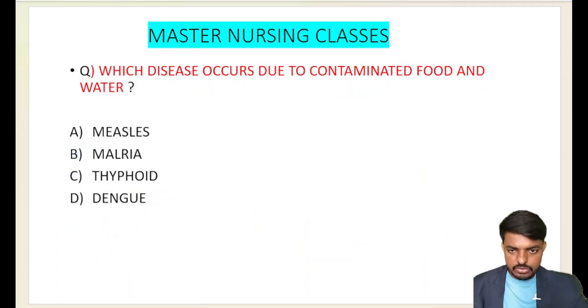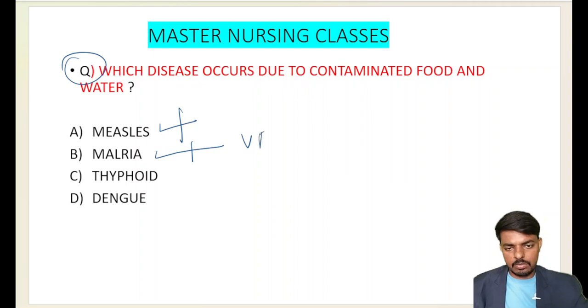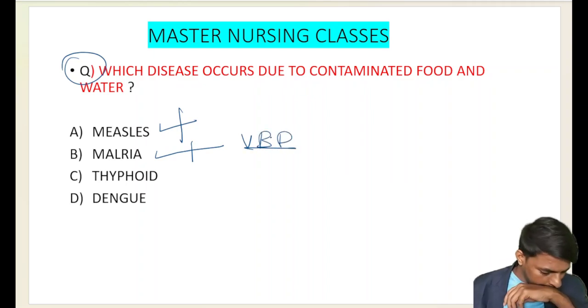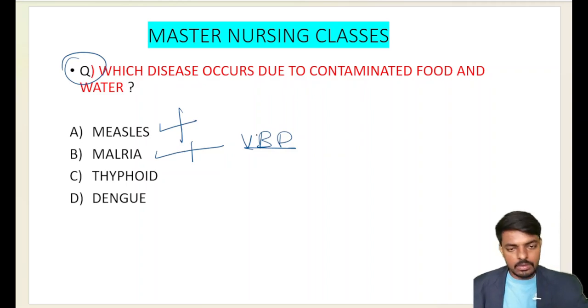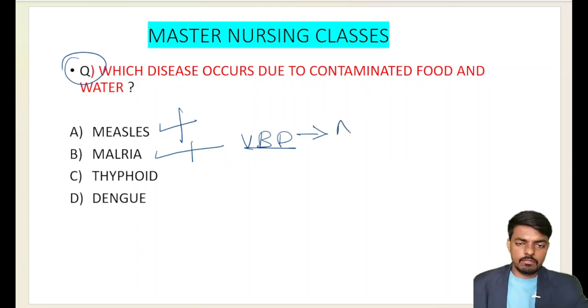Which disease occurs due to contaminated food and water? Is that measles? No, it's not measles. Is this malaria? No, malaria is a vector-borne disease. It occurs due to which mosquito? That is the female Anopheles mosquito.